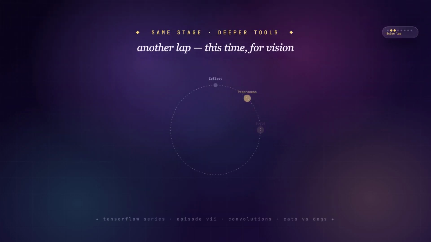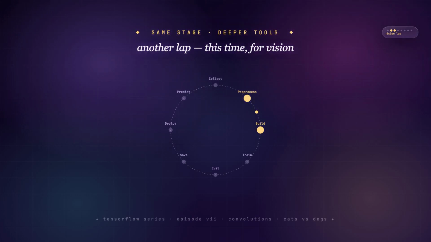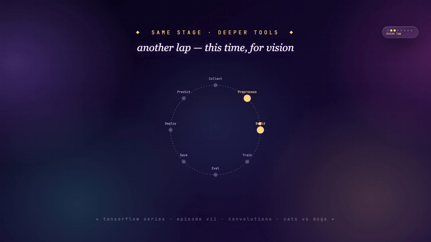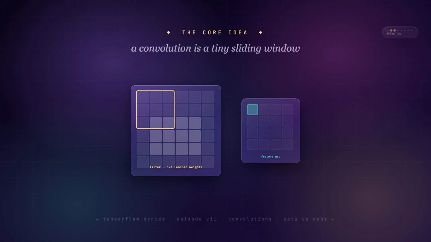That's the whole reason for today's lap around the loop. Same stage, pre-process and build, but instead of stacking dense layers, we're going to build a layer that looks at a neighborhood of pixels at once. Same workflow, deeper tools. Here's the key idea.